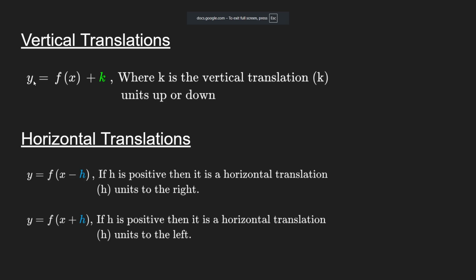So, vertical translations. The function y is equal to f of x plus k, where k is the vertical translation, k units up or down. So right, we just learned that. k is basically what adjusts our function up or down.